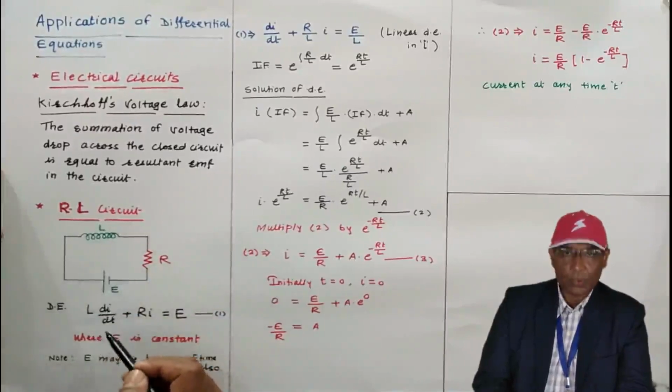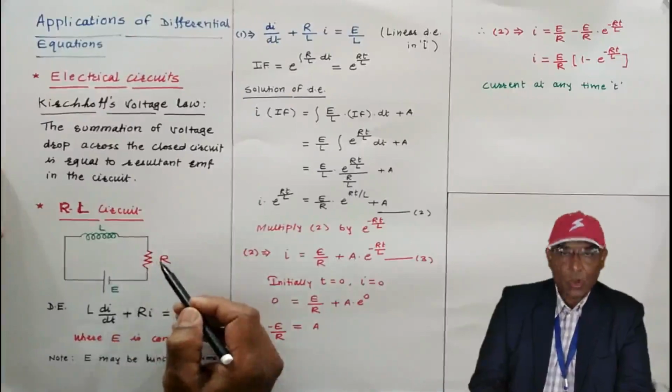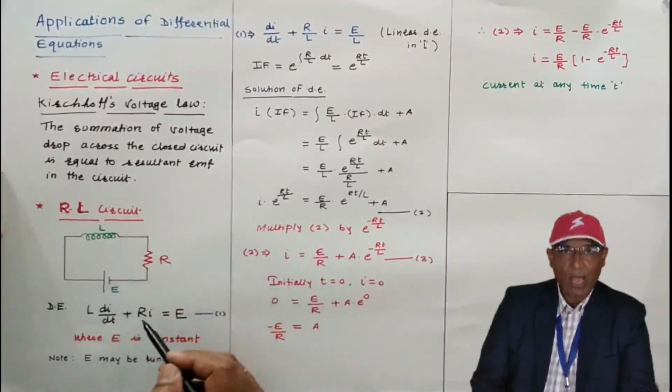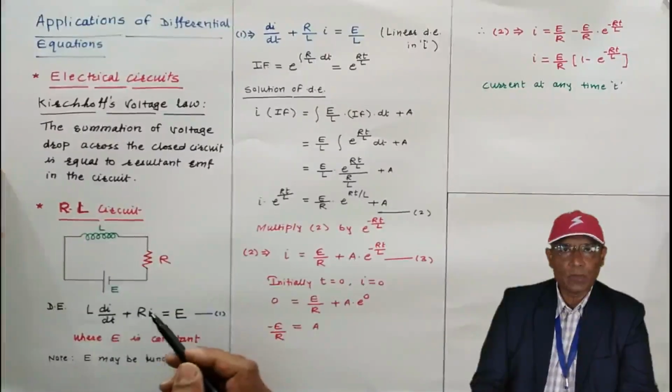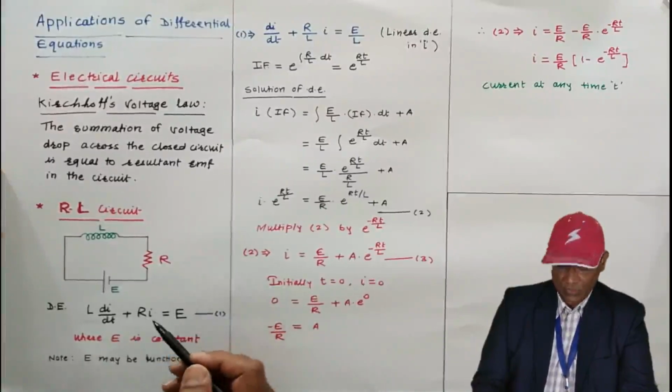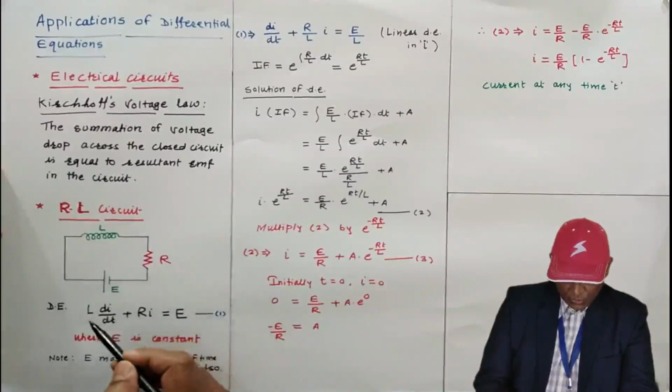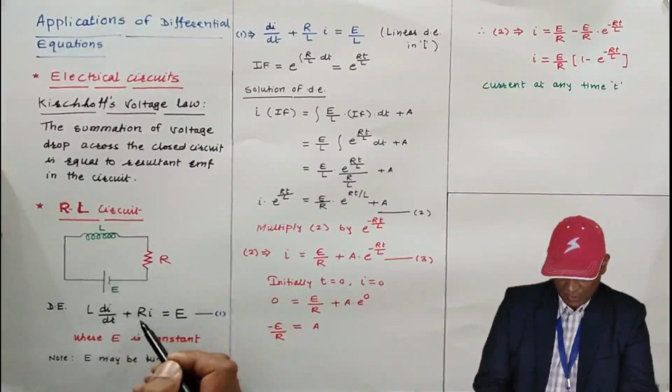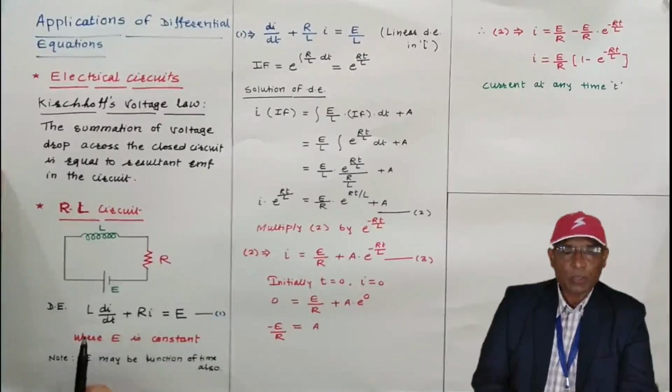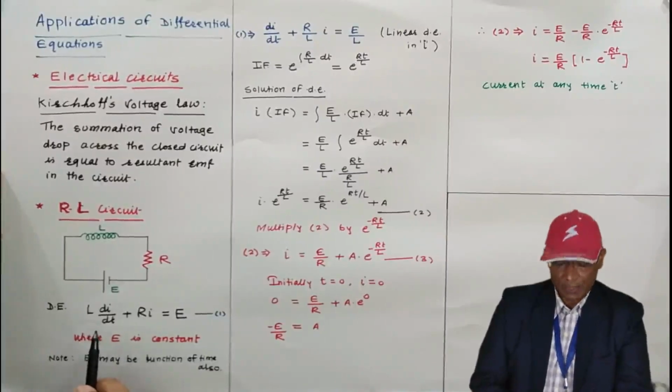That is the voltage drop across inductance. Voltage drop across resistance is R into I. That is a simple voltage law: V is equal to I into R, where I is current and R is resistance. The voltage drop across resistance is Ri, and the voltage drop across inductance is L di by dt.